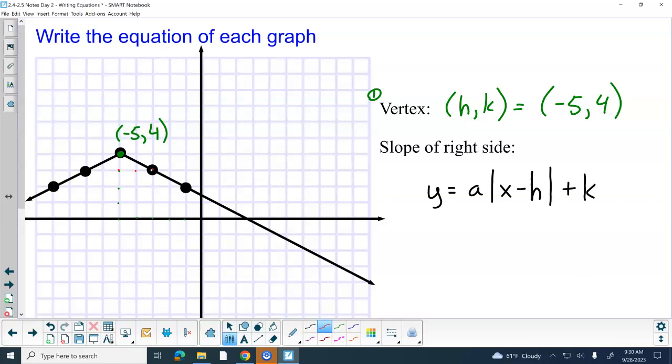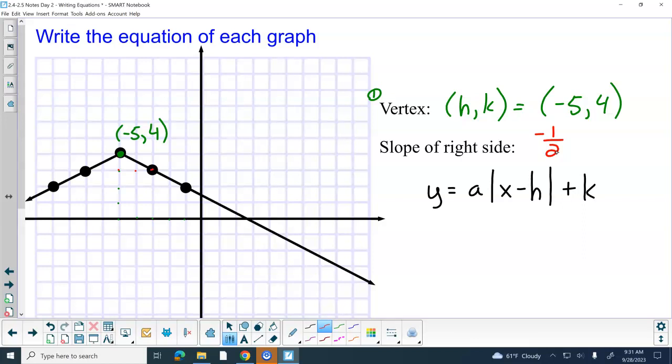It's negative for sure, because one, it's opening down, and two, it went down. So it's negative. Down 1, right 2. So it'd be -1/2. Do you agree with -1/2? Rise over run. We rose -1, we ran 2. So the slope of my right side would be -1/2. Okay? Now all of those three things, H, K, and A, are the only things that you need to fill in your equation.